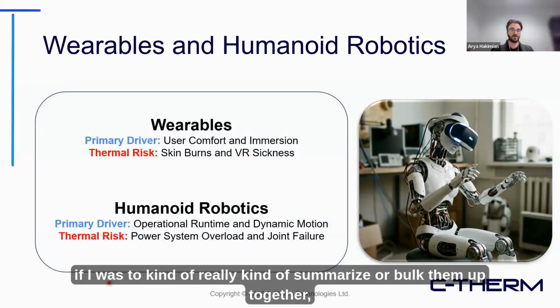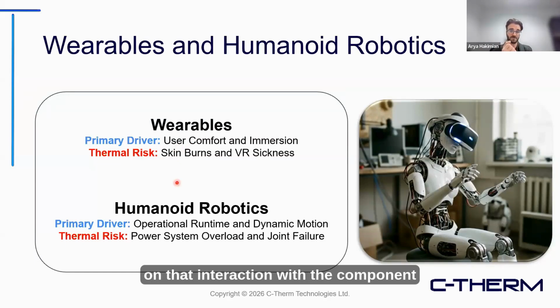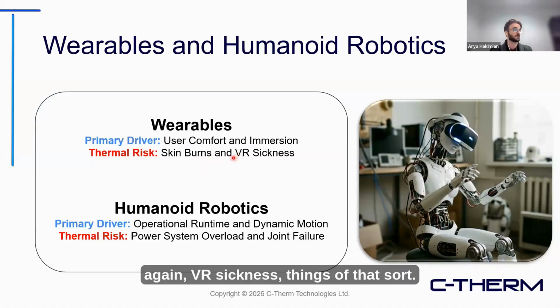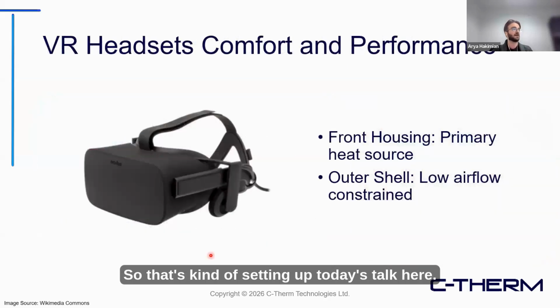So these will be some common themes spread out through today's session. If I was to really summarize or bulk them up together, wearables, we're going to talk a lot about user comfort and immersion. The thermal risks, of course, on that component-human interface. Skin burns, different types of sickness, again, VR sickness, things of that sort. And from the human robotics side, mostly looking at operational runtime, dynamic motion that is occurring here, and your overall thermal risks around the power systems and different failure modes, and the joints and the limbs and the actuators and things of that sort. So that's kind of setting up today's talk here.